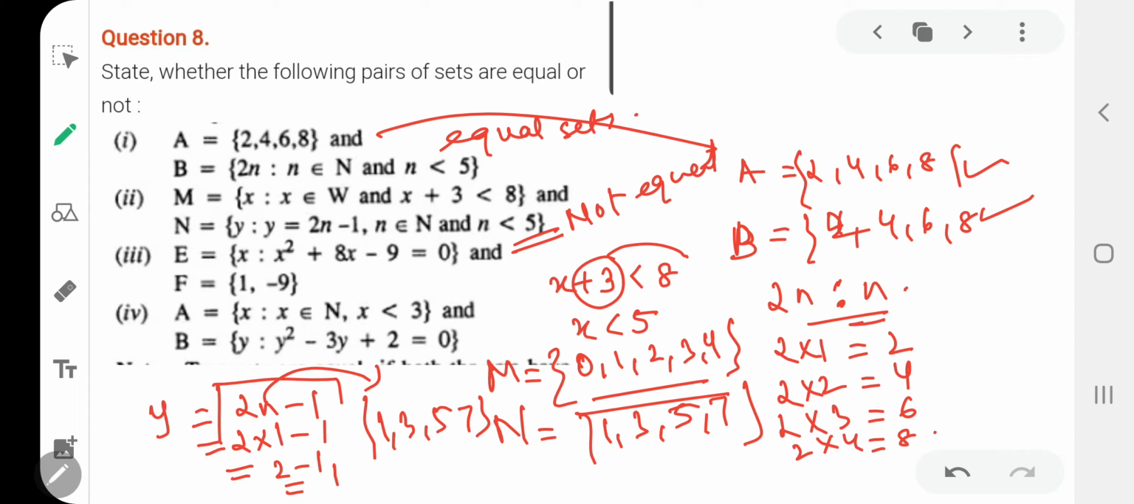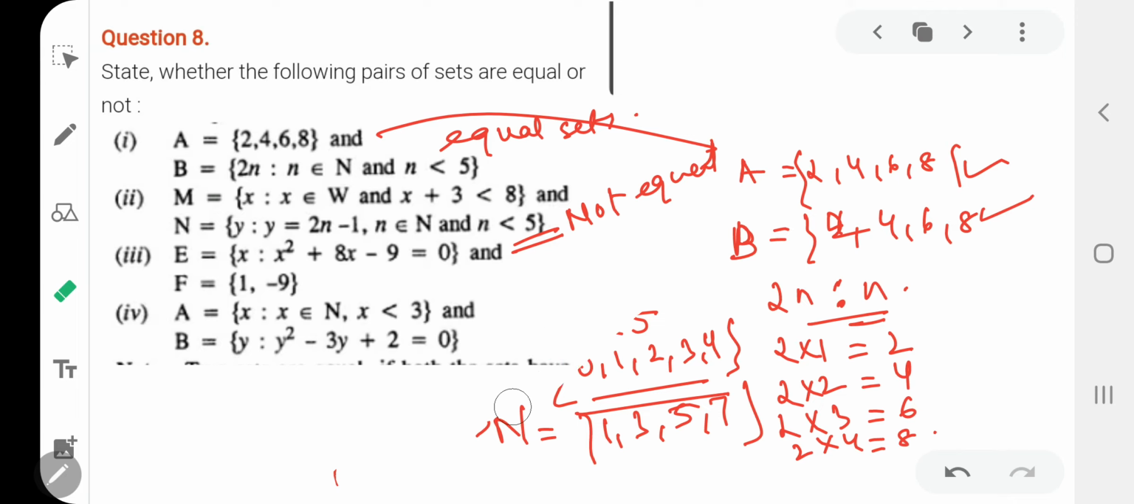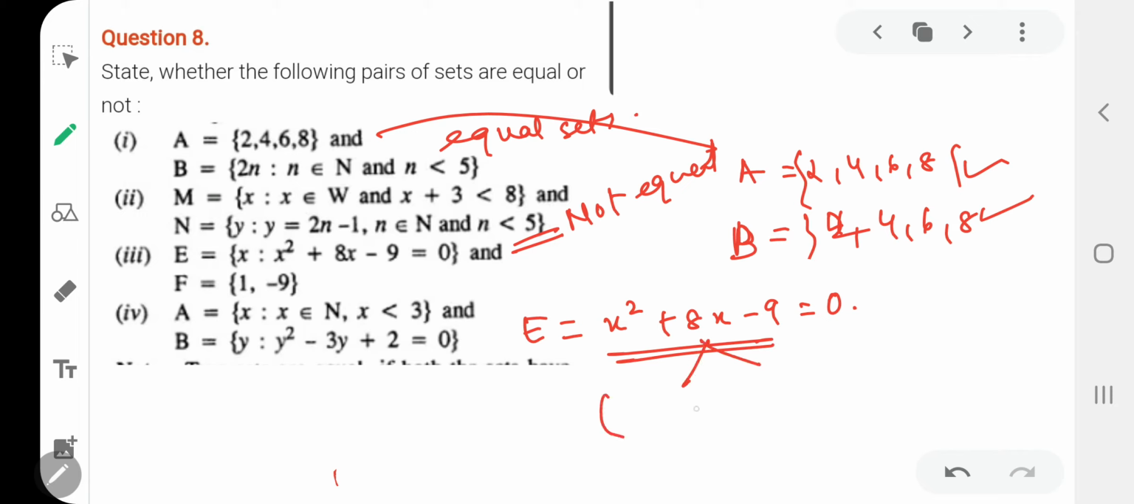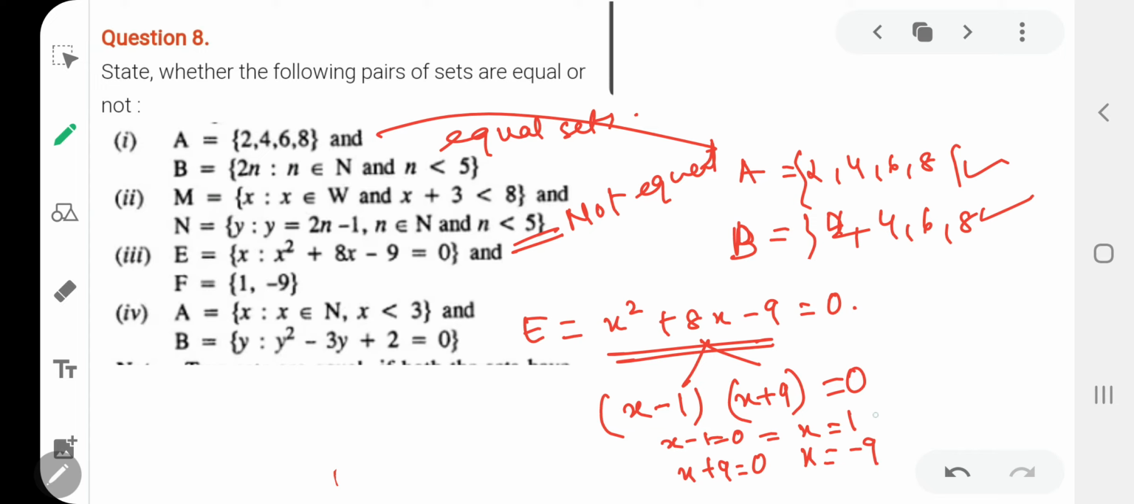Okay? In your third we have E is a set of x where x square plus 8x minus 9 is equal to 0. So that is your E set. You have to solve this equation by splitting the middle term. So you will get two brackets and that you have to equate with 0 to get the value. Let's see what two brackets I will get. I will get x minus 1, x plus 9. So I have to equate x minus 1 is equal to 0. So x is equal to 1. X plus 9 is equal to 0. So x is equal to minus 9. So I got the values 1 and minus 9 for my E set.